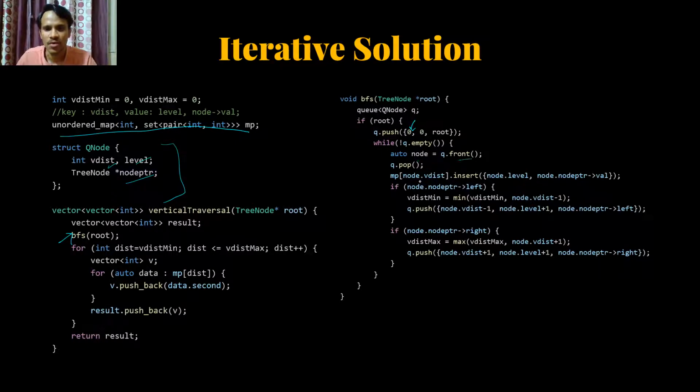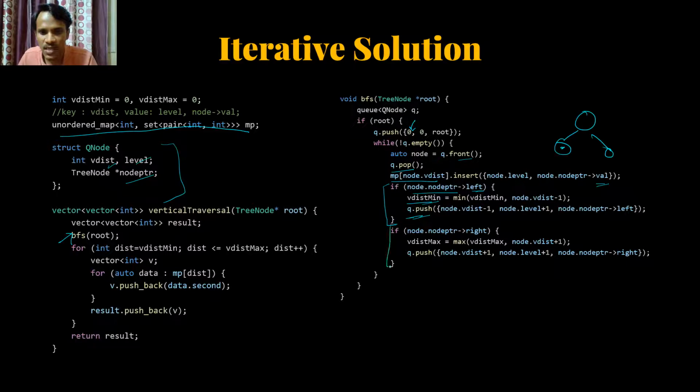Okay, we pop the front node, right, get the front node, pop it up, we put the node's information of the vertical order traversal in the map. So for the vertical distance of the node, we insert the level and the node's value information, and then if there is a left node, we calculate the minimum vertical distance. If we have found a lesser number, we update the vertical distance minimum, and then we push the left pointer's element to the queue. Okay, so this is the left pointer of the left child. Okay, we are talking about this.